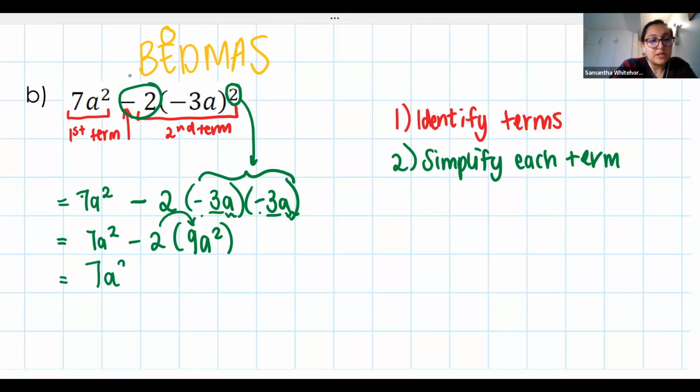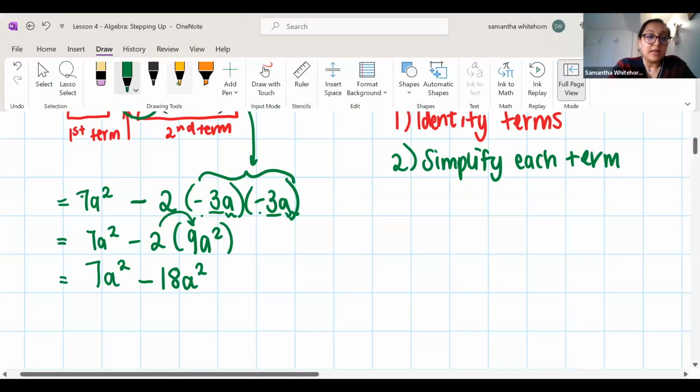We've got our 7a squared, that's not changing. But now we need to multiply the negative 2 and the 9a squared. So a negative times a positive is a negative. 2 times 9 is 18. And then we have our a squared. That's our second step done.